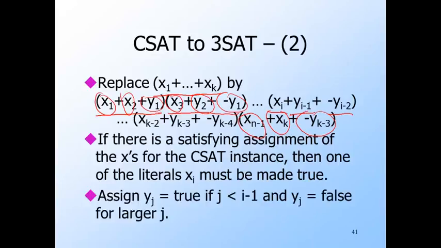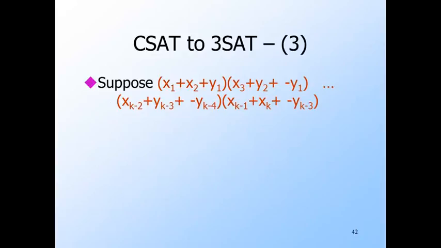Then we can assign y sub j the truth value true for j less than i minus 1, and assign y sub j the value false for j equal to or greater than i minus 1. For this truth assignment, the clause with xi, that is this one, is made true by xi. All the previous clauses, those there, can be made true by their unnegated y's, and all the later clauses, all of these, are made true by their negated y's.